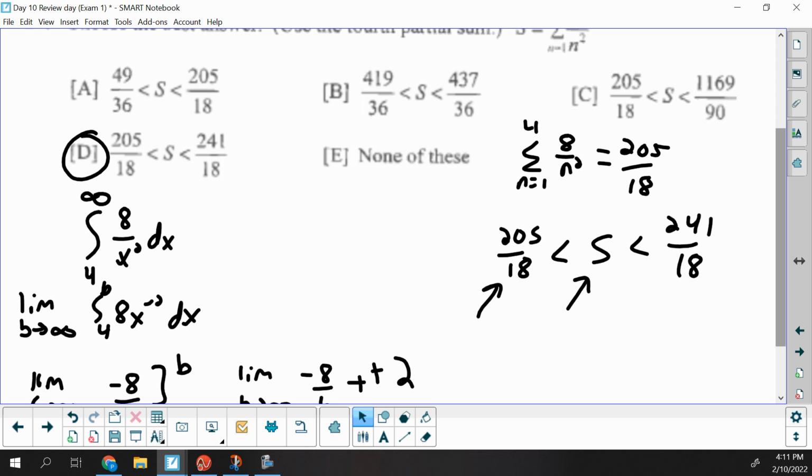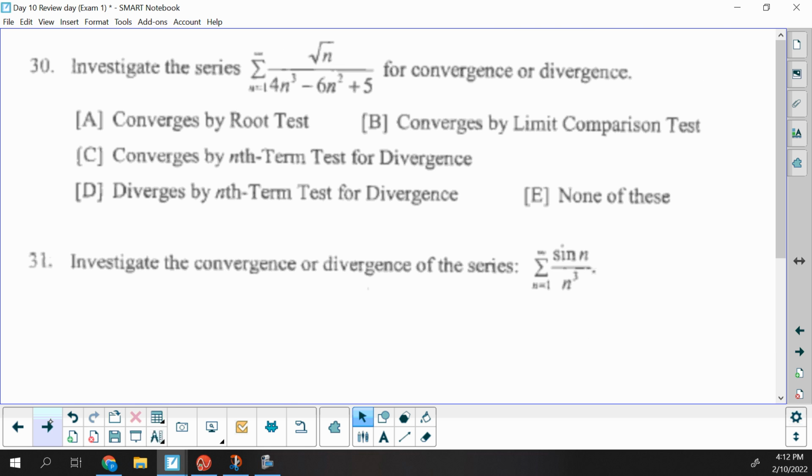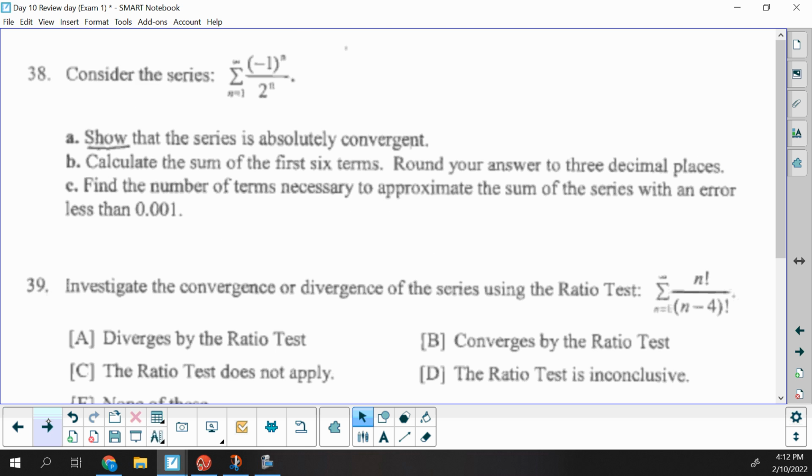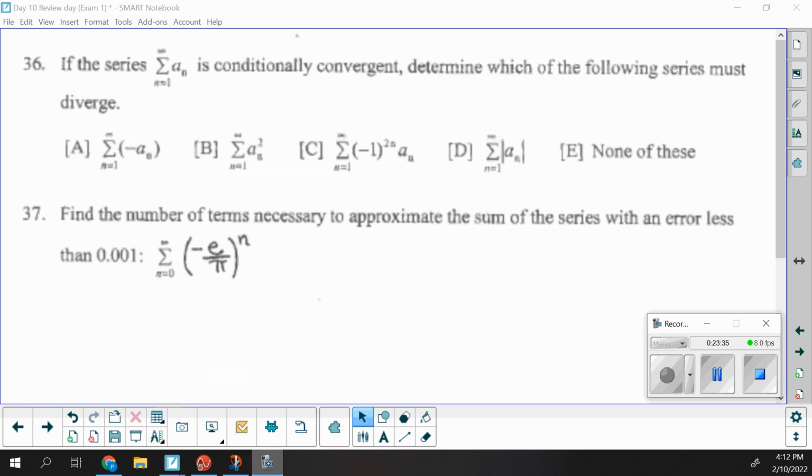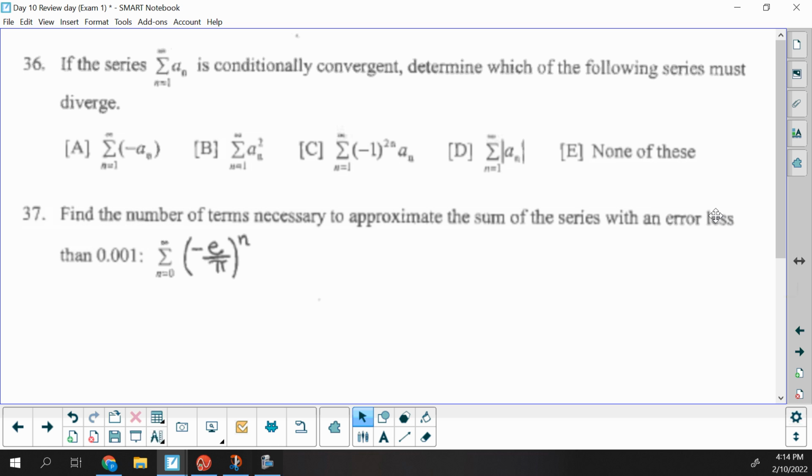And our last one we're going to look at is 37. So in 37, we want to know how many terms to make sure we're within 0.001 of the infinite sum. When we see a question like that, we want to think one of our errors, so either integral error or alternating series error. Because of that negative, this would be alternating series error.